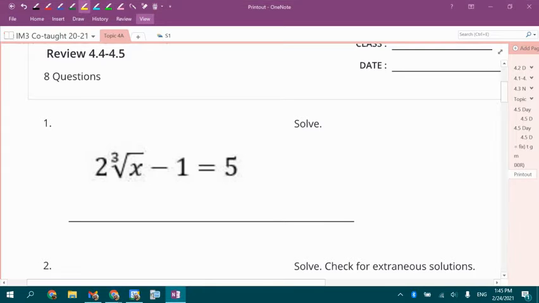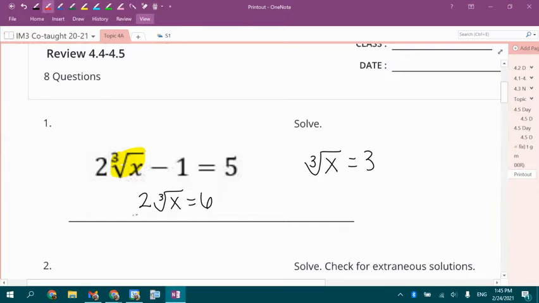When you solve, make sure that you isolate the radical first. I'm going to isolate the radical. That means that -1 needs to move to the right, and the 2 needs to move to the right side of the equal sign. Okay, so I'm going to add 1, which is going to get me 2 cube root x equals 6 because I added 1. Then I divide by 2. Okay, when I divide by 2, I'm going to get the cube root of x is equal to 3.